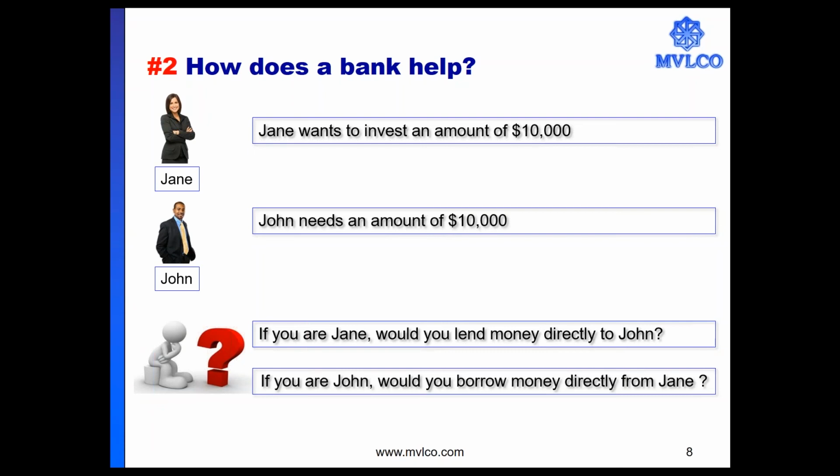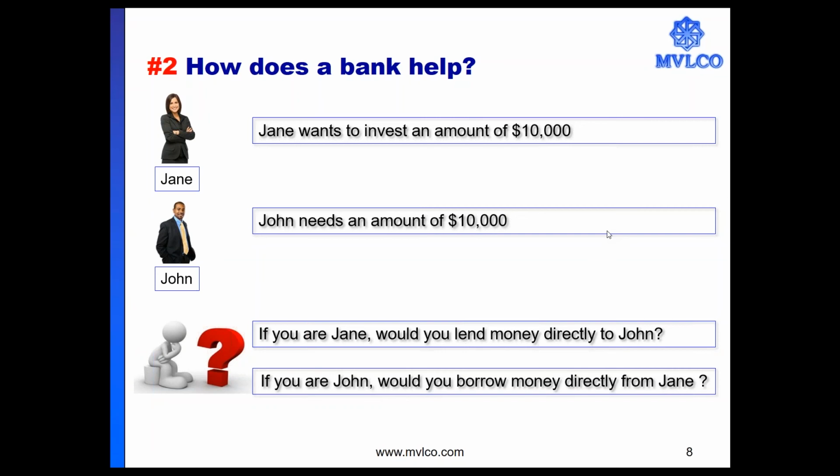Now let us look at the problems from John's side. If you are John, would you borrow money directly from Jane? Now you would still have a similar problem. You do not know whether Jane will be able to produce the money when it is needed. Number one. What if Jane wants the money back before the maturity? That is another problem which you will face.